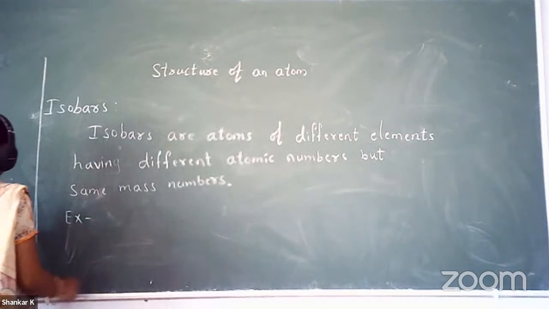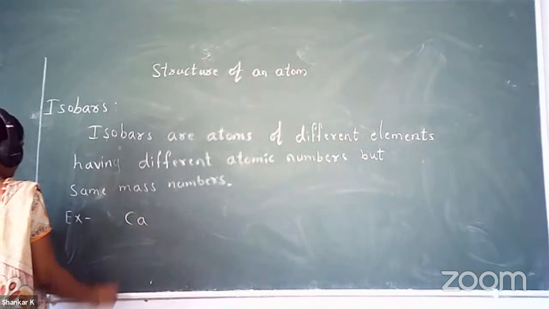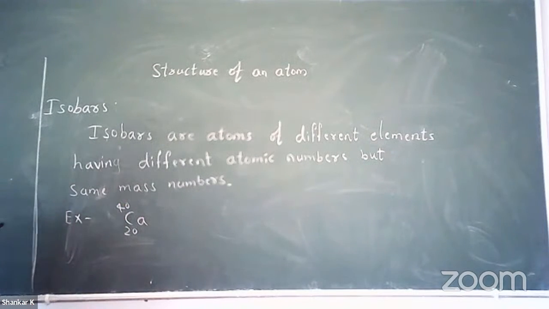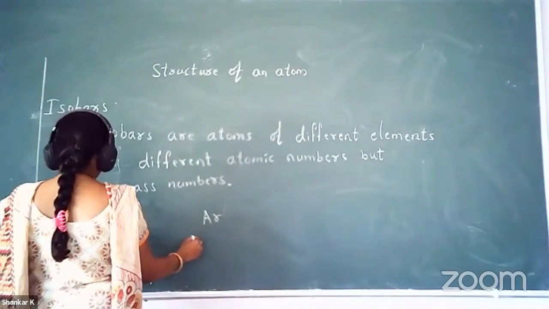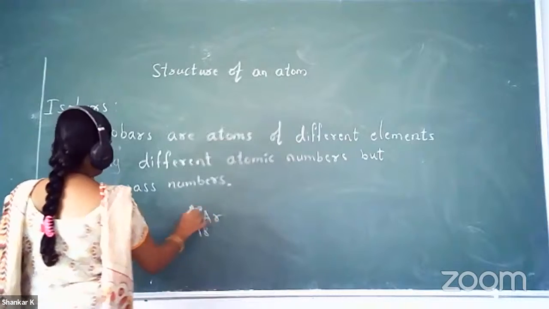For example, calcium. You take calcium, students. It has atomic number 20 and mass number 40. Here you will see two things, students. Two elements have the same mass number. You can go to argon also, which has a different atomic number, but the mass number is the same.